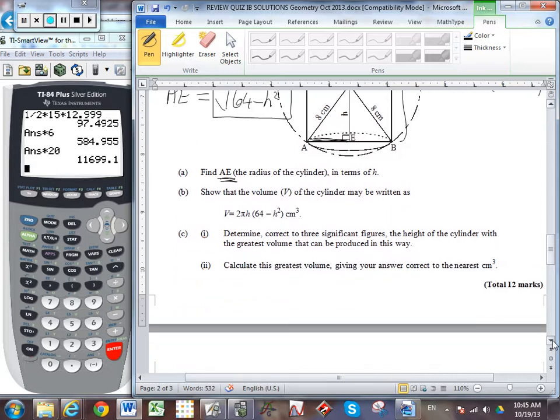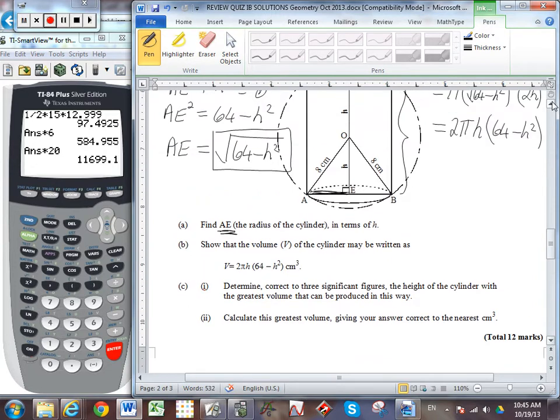Now, part C. Determine, correct to 3 significant figures, the height of the cylinder with the greatest volume that can be produced in this way. So you imagine, this is the volume of the cylinder, this is its function, this is how we can describe the volume of the cylinder. So imagine that if we graphed this, where this is our height, and as the height of the cylinder changes, perhaps the volume changes accordingly. So maybe as the height increases, the volume increases, but there might come a point where when the height increases, the volume starts to decrease, and anyway, we'll see what happens.